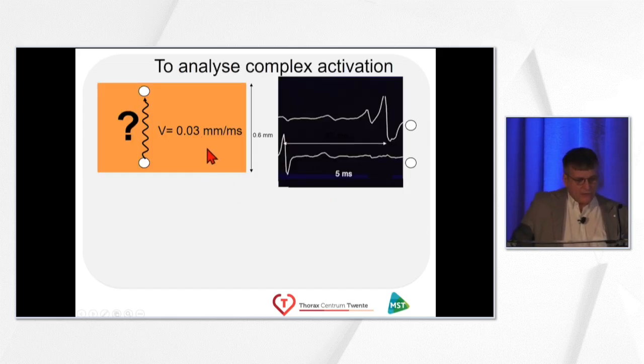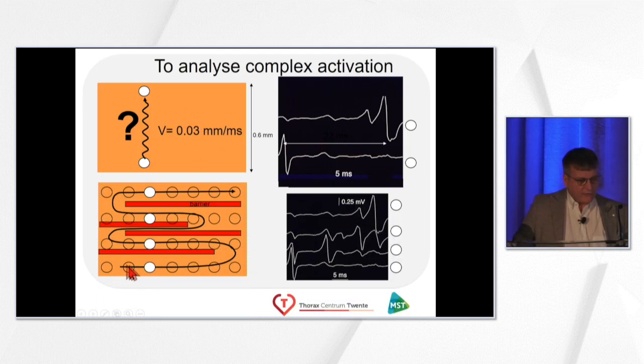Well, if you want to calculate conduction velocity to the electrodes, then it's tempting to assume that the wavefront is going straight from this electrode to that electrode, and when the distance is 0.6 millimeter and the time distance is 5 milliseconds, then you come to very slow conduction. Add some more electrodes, and it can turn out to be that in fact the activation front is forced by local barriers to follow a very complex activation pattern, and that in fact the conduction velocity is normal, but the way between the electrodes is much longer.